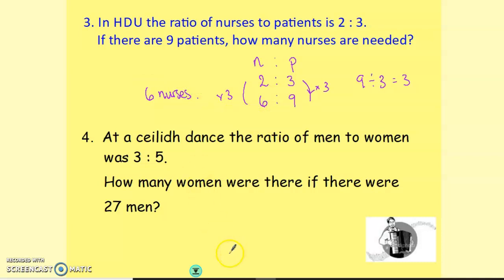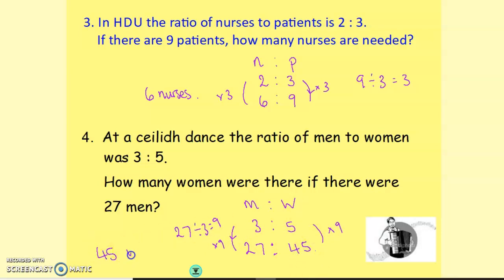At a Ceilidh dance, for the last one, the ratio of men to women. So men to women is 3 to 5. How many women were there if there were 27 men? There are 27 men. I want to know how many women there are. I've gone from 3 to 27. So I've times by 9. Do the same to the other side. 5 9s are 45. So 45 women.